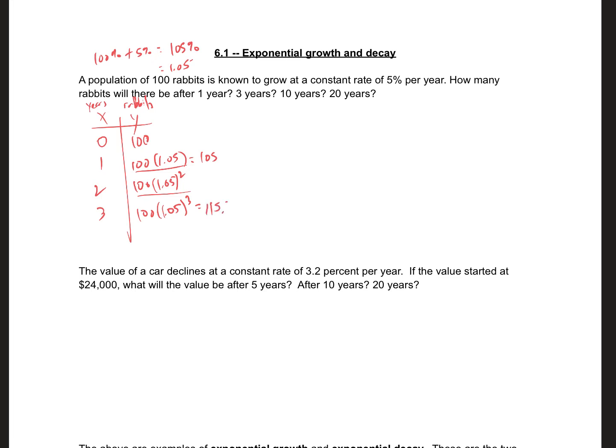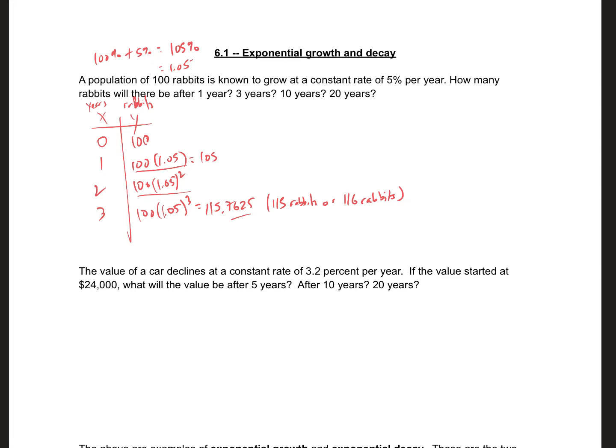And I get 115.7625. Now listen, there's not going to be 0.7625 of a rabbit jumping around. So when you're answering a problem like this, where the thing has to be a whole number, you can either say, hey, there's no such thing as 0.7625 of a rabbit, so I can say there are 115 rabbits after 3 years. That would be what's called truncating. It's basically just chopping off the decimal. Or I could say the 0.7625 rounds up. Either of these answers would be acceptable, but don't leave the decimal there because we don't have decimal parts of a rabbit.